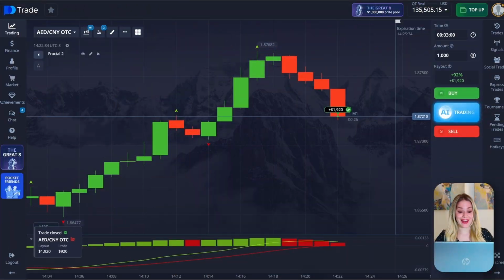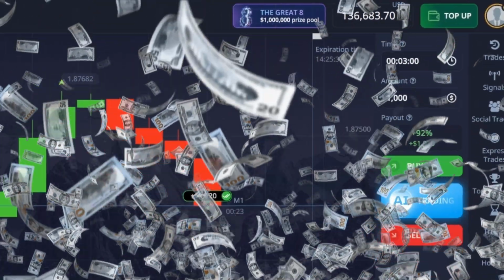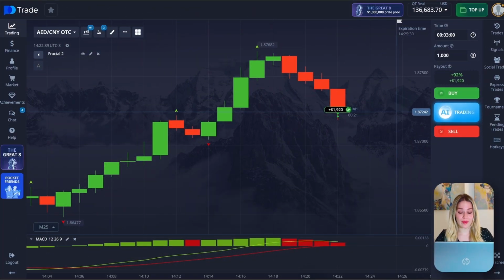Plus $920. Red candles were going on for all 3 minutes. The price from the entry point went down well. And also, according to the two moving averages, we can say that they didn't cross and they went parallel to each other.